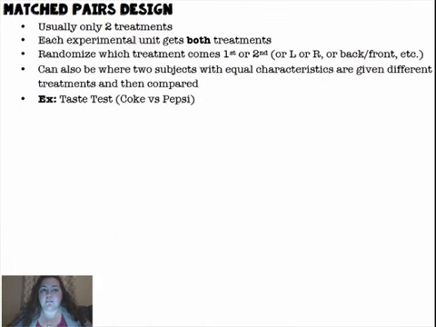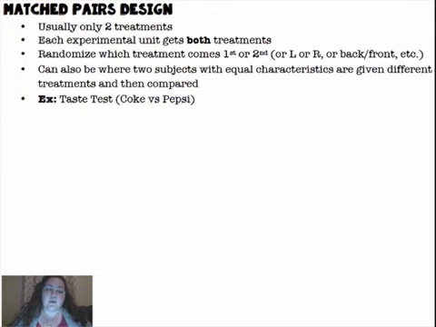All right, a matched pairs design usually only has 2 treatments. Each experimental unit gets both treatments. And we randomize which treatment comes first or second, or goes on the left or the right, or the front or the back, something like that. It can also be where 2 subjects with equal characteristics are given different treatments and then compared. So, for example, twins that have the same genetics.